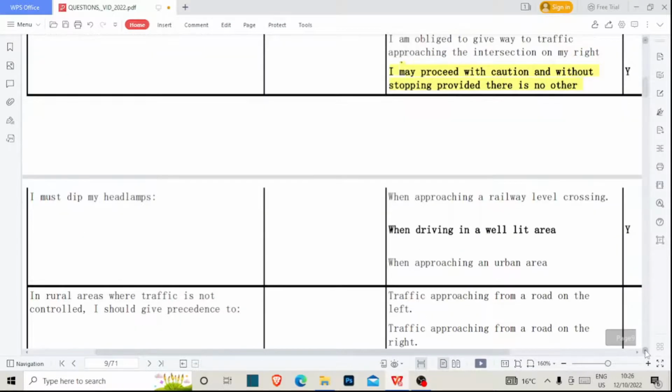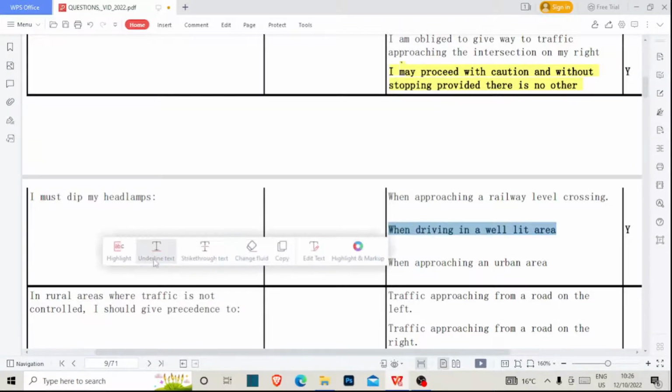Now for this next question, I must dip my headlamps. Option A, when approaching a railway level crossing. B, when driving in a well-lit street. C, when approaching an urban area. So there are circumstances where you are required to dim your headlamps. Well, the first one is when you are driving in a well-lit area. So this one, you dim your headlamps.